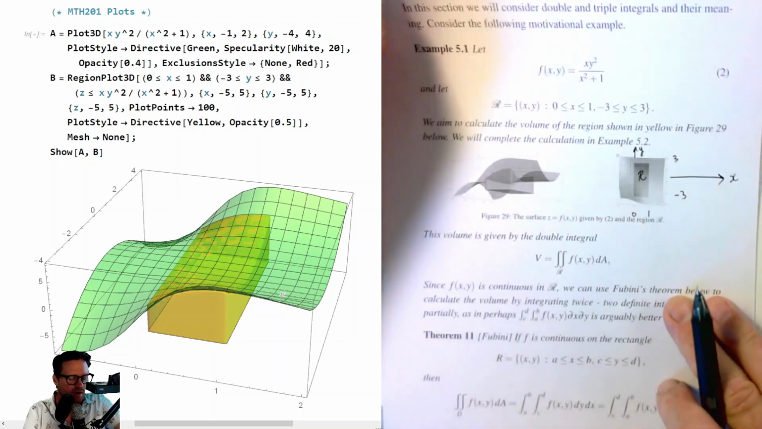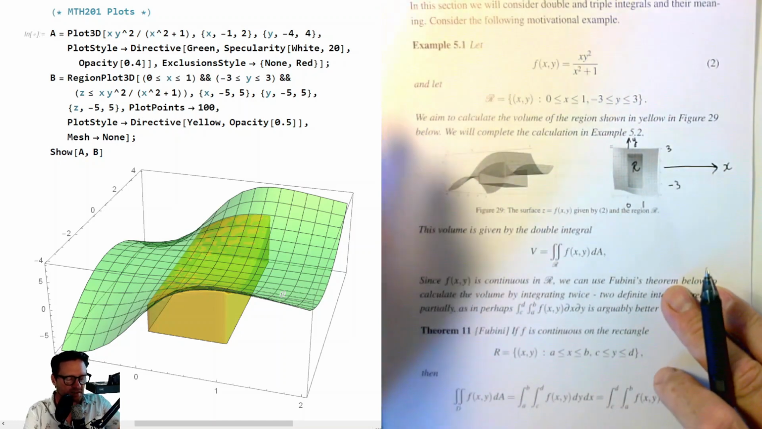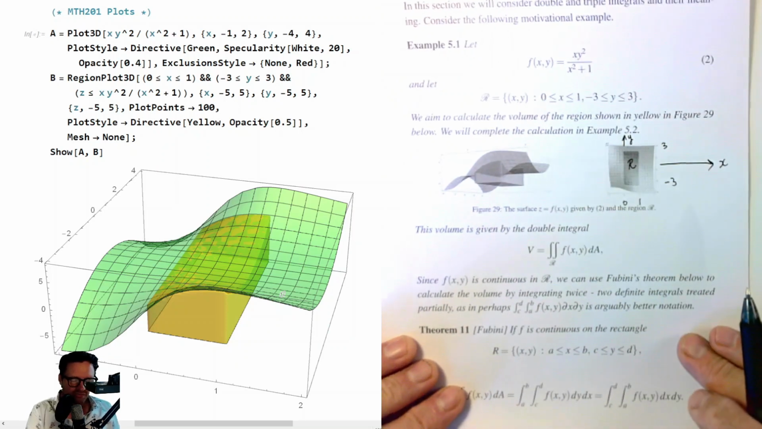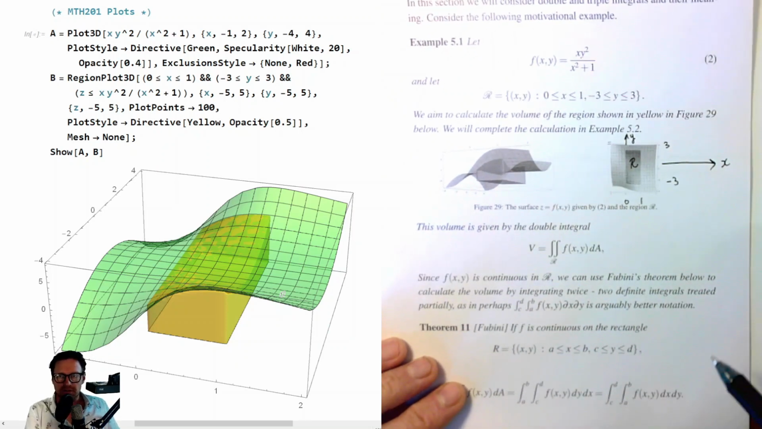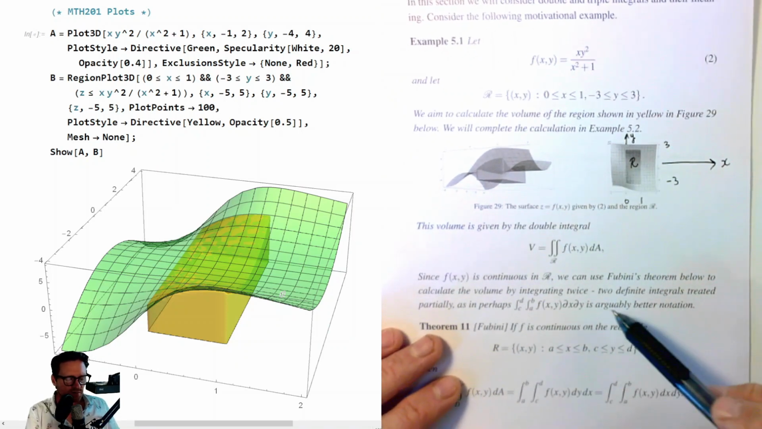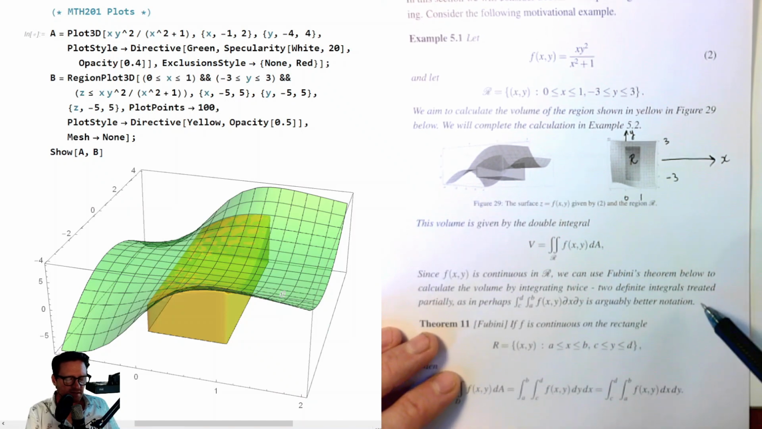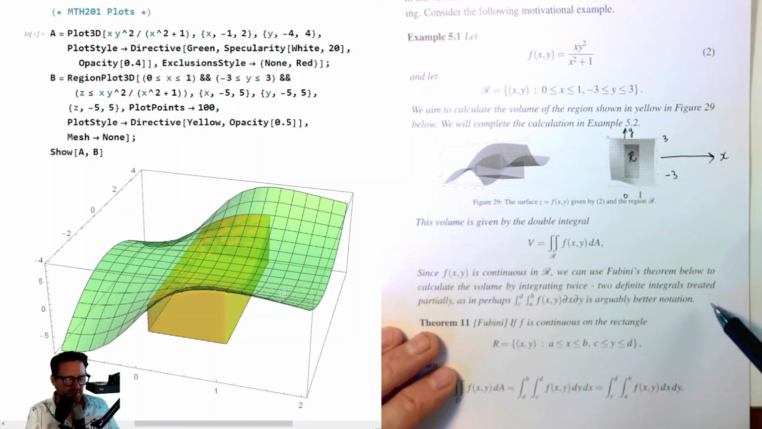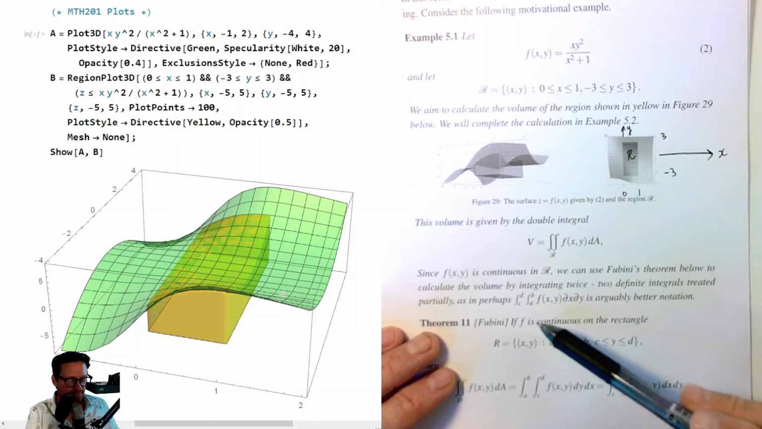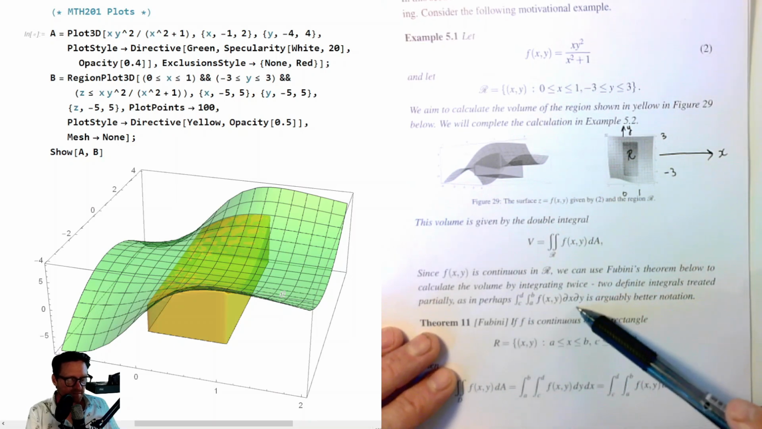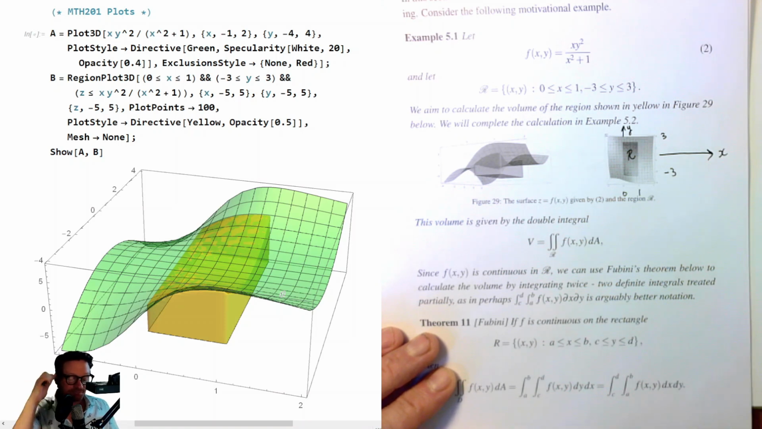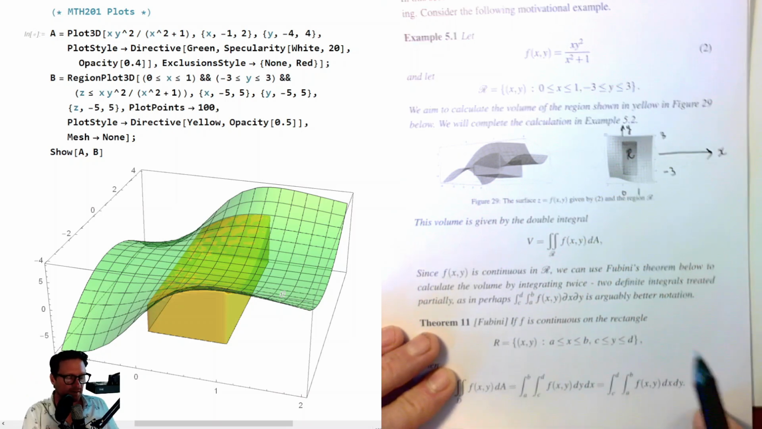Since f of x y is continuous in the region, we can use Fubini's theorem below to calculate the volume by integrating twice, two definite integrals treated partially, as in something like this, but we don't use this notation. We use an ordinary d in our notation. But hey, you might argue that this would be better notation.